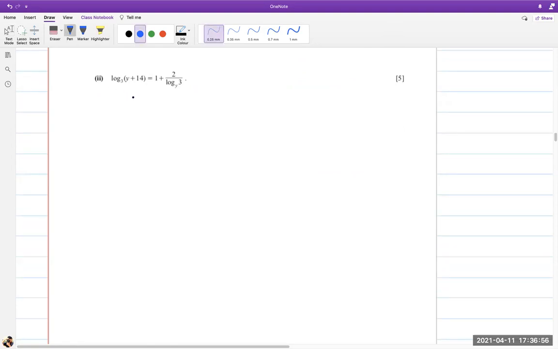For this one I just have to simplify it again. I will use multiple laws one by one. I have log 3 here, so I will try to show everything in the form of log 3. So log 3 of y plus 4 becomes 14, sorry. 1 is log 3 of 3.